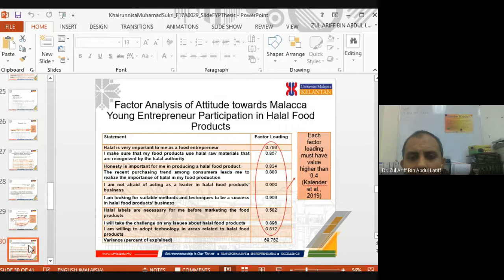Okay, then we come to the factor analysis. We should state a cutoff above 0.4. So all her factors here are above 0.4, 0.9. You see 0.909, near to 1, very high. Okay, what is 69? 69 means percentage. So from this statement, we know that 69% comes from the attitude of the person.